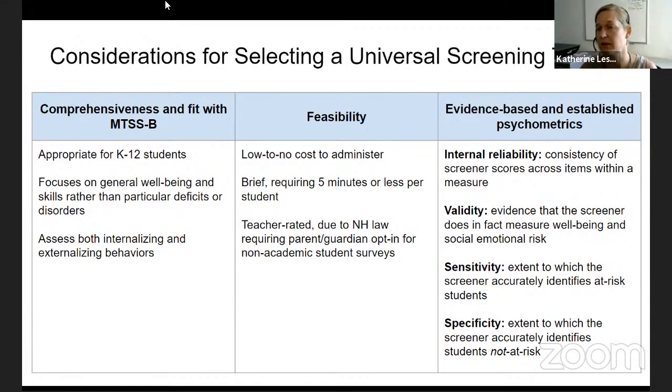Also considering the feasibility around the cost and the length, and then of course always the fact that it must be teacher rated in New Hampshire, because we do have RSA 186, which doesn't allow for student rated non-academic surveys to be administered. So you want to make sure it's something that the teacher is doing. And last but not least, is it evidence-based? So are the indicators internally reliable, and what are the validity, sensitivity, and specificity of the screening tool that you are looking at? Those are 3 or 4 benchmarks that you can use when you're really looking at those tools.